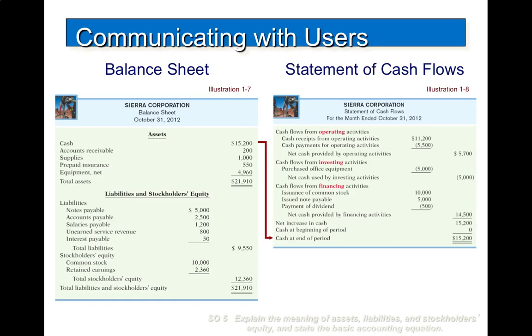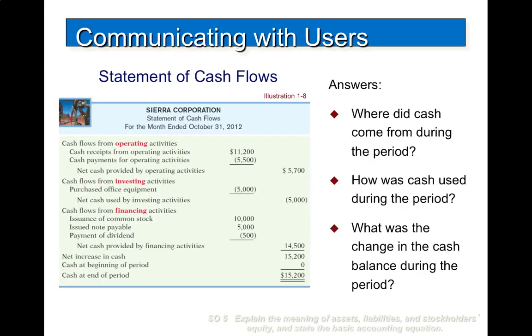Our last statement we're going to talk about today is the statement of cash flows. And you can see how these two are interrelated, the balance sheet and statement of cash flows, because your cash balance should be the same as your cash at the end of the period. The primary purpose of a statement of cash flows is to provide financial information about the cash receipts and cash payments of a business for a specific period of time. Notice it does say for month ended.